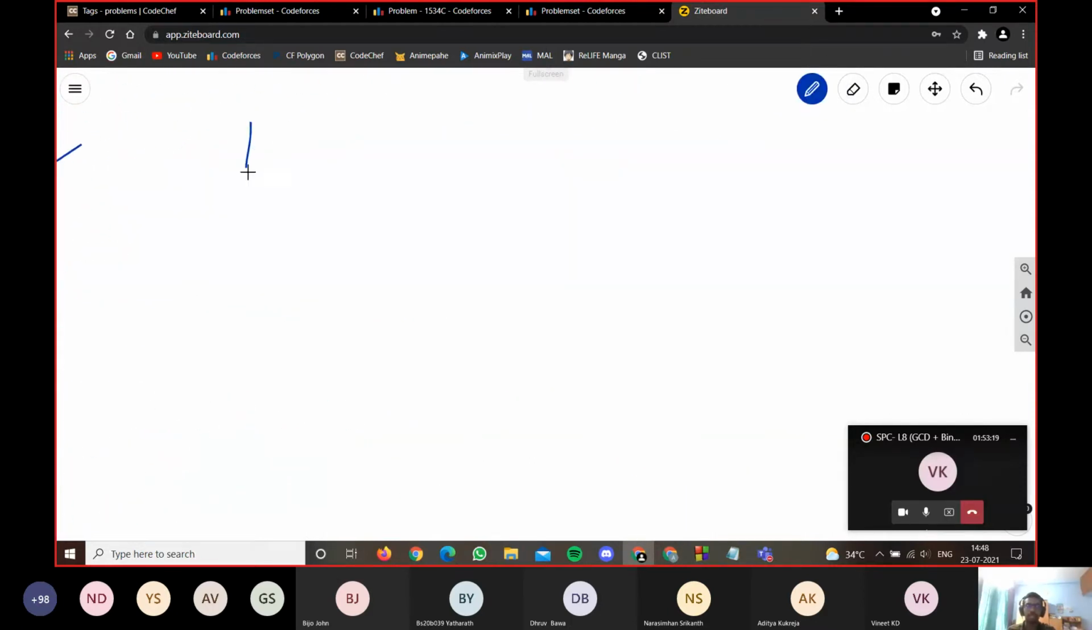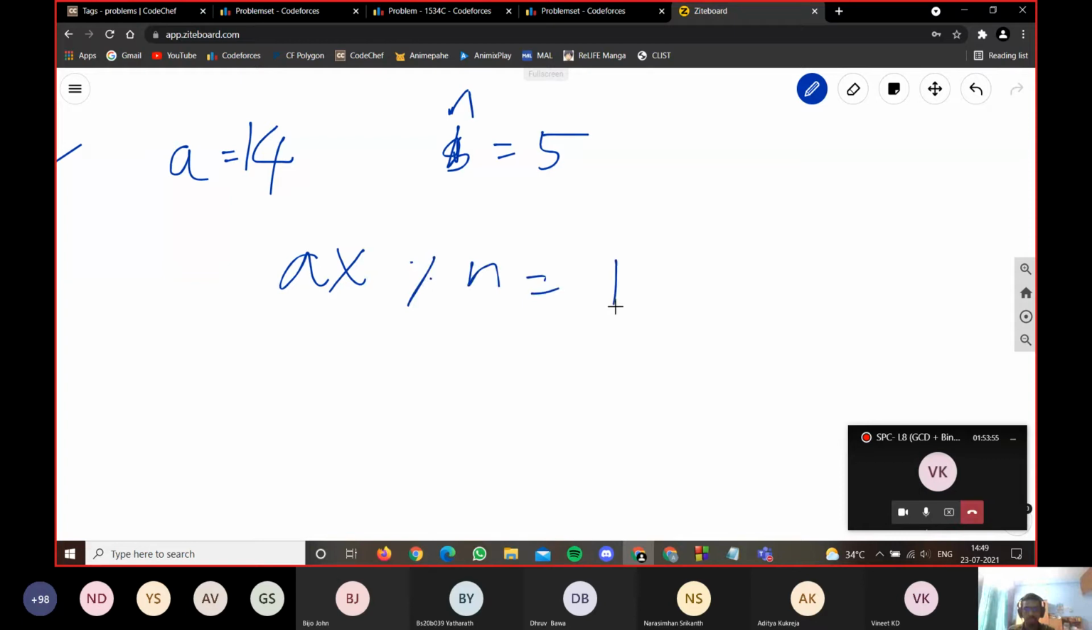So let's take 14. Let's go with bigger numbers now. 14 and 23. Can we find? No, it might take too much time. Wait, I think okay, 5 and 14. 5 and 14 should be doable. Okay, 5 and 14 is probably too easy, but okay, take 14 and 5. So A is 14 and B is 5. So if A is 14 and okay, not B, N is 5. What is X such that AX percentage N should be 1?